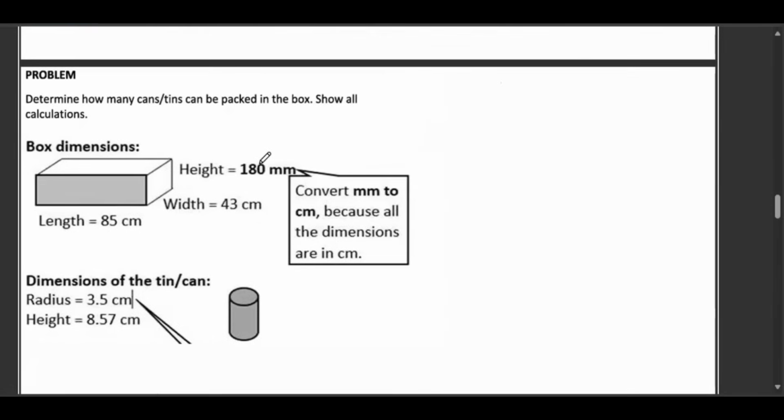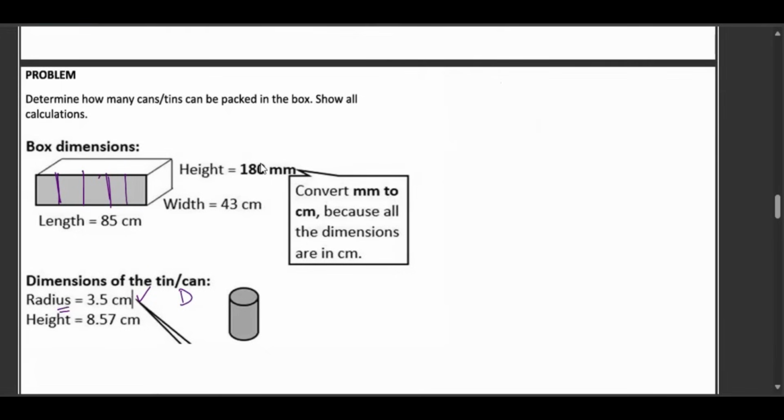This is what they were telling us. Determine how many cans can be packed in a box. Show all your calculations. Number one, check if the units are the same. Check the measurements of the can. This is radius. Take note of that. For us, we need the diameter because when you pack the can inside this box, you won't pack half a can. That's why we don't need the radius. The radius will help us get the diameter.